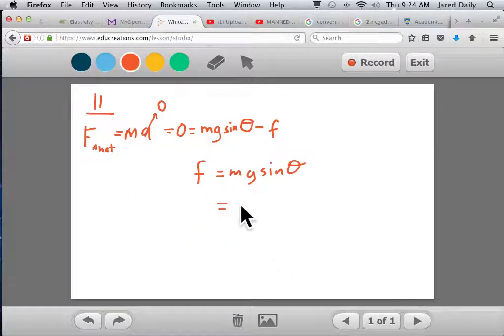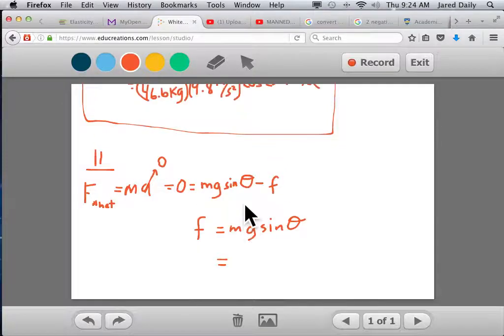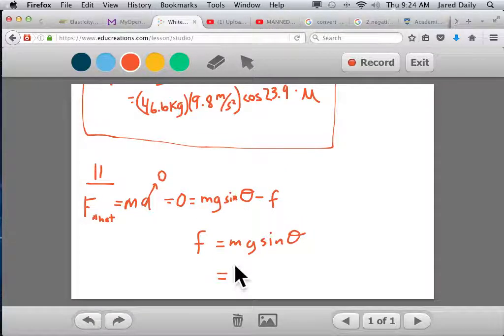I plug in my mass, which turns out to be 46.6 kilograms. I know that. I know g is 9.8 meters per second squared. And I know the sine of 23.7 degrees. So now I can get part A.